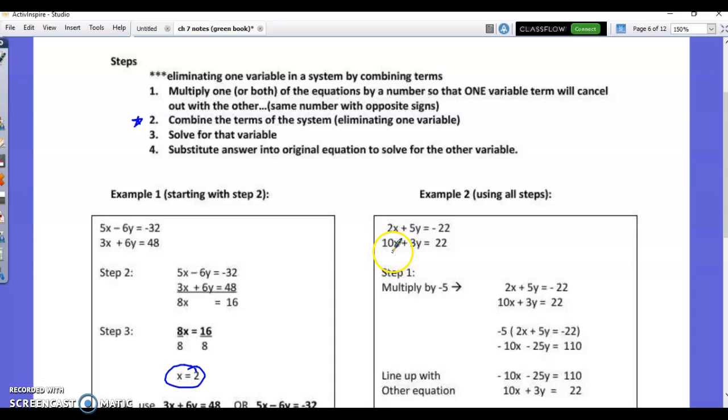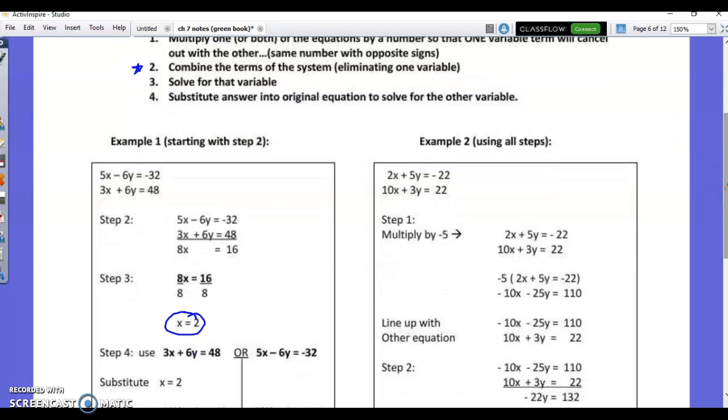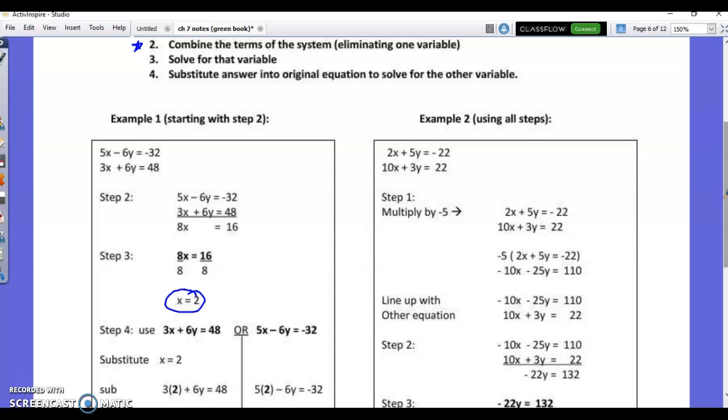So I need to make it so that one of the variables cancels out so I can solve for the other one. So the way we do that is we have to multiply by a number. So we have to increase the factors of one of the equations so that when I multiply it through, it cancels out with something else. There are so many ways you can do this and get things canceled out, but this is if we only have to manipulate one.